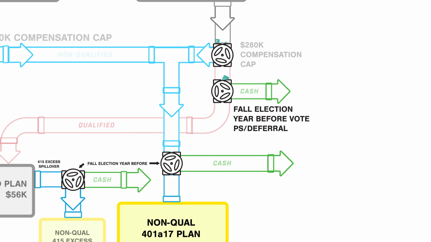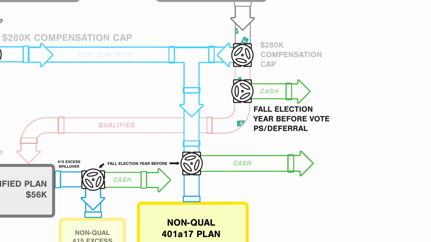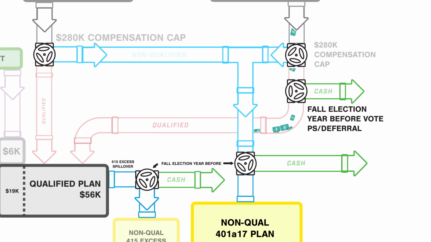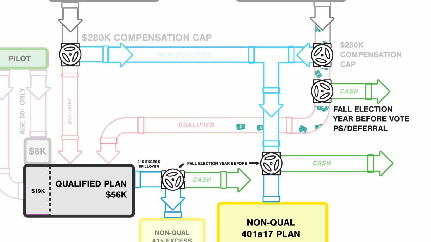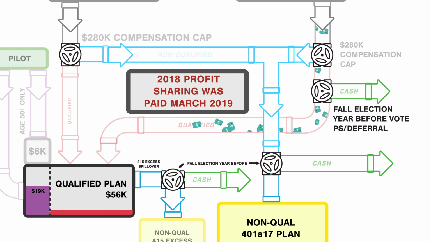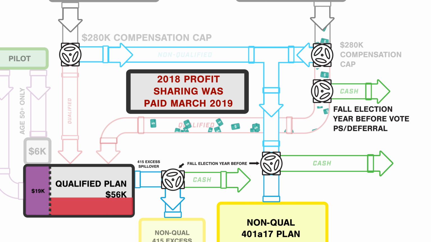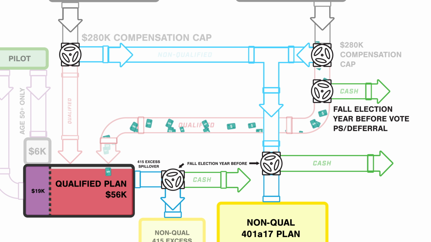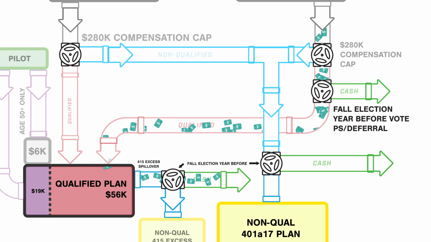Since profit sharing funds after the end of the calendar year, profit sharing is normally the last money to flow into the qualified tank. Remember that 2018 profit sharing was paid March 2019. If the tank is full of company NEC and/or pilot contributions at that time, profit sharing spills over and is immediately paid in cash if you opted for cash.